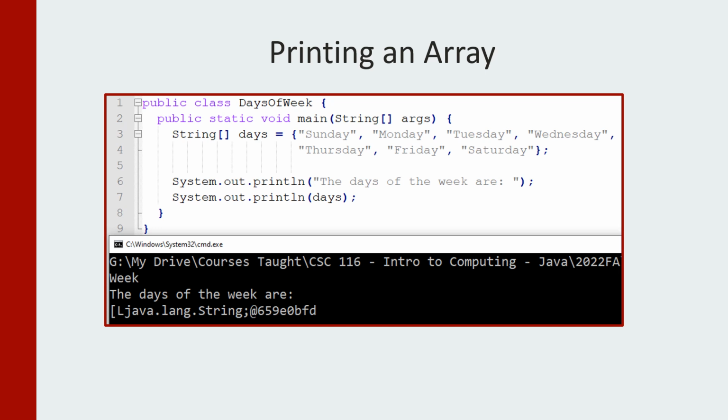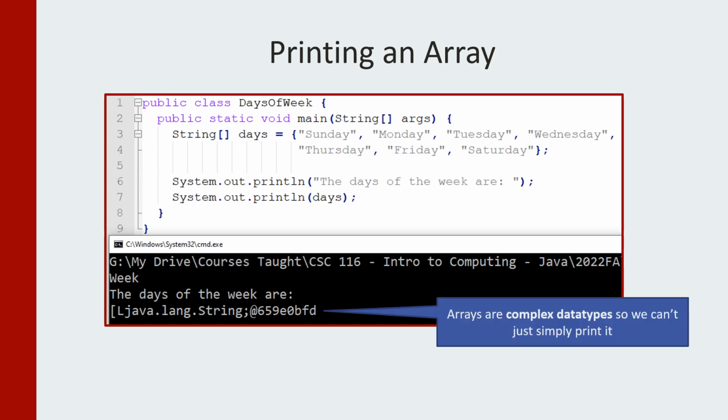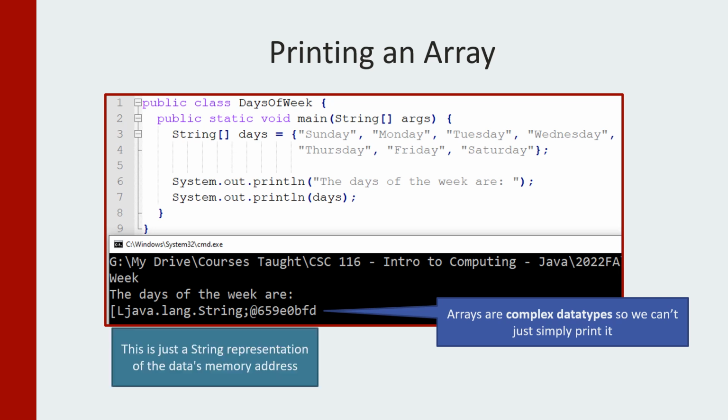Now, one thing is arrays are complex data types, so you can't just print an array. If you try to do that, it'll just tell you the memory address. This is just a string representation of the data's memory address, like at 659E0BFD. If you actually want to print out each of the elements of an array, you will have to use a loop.